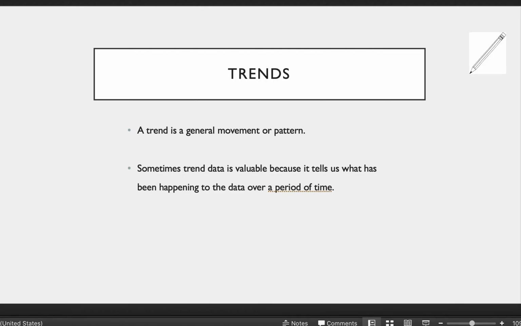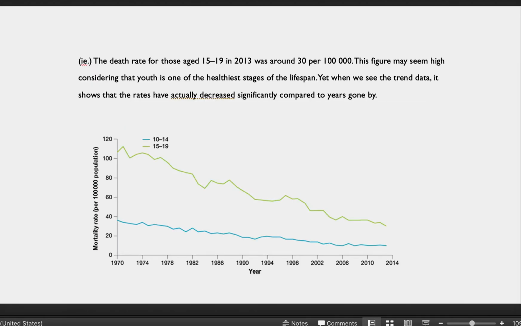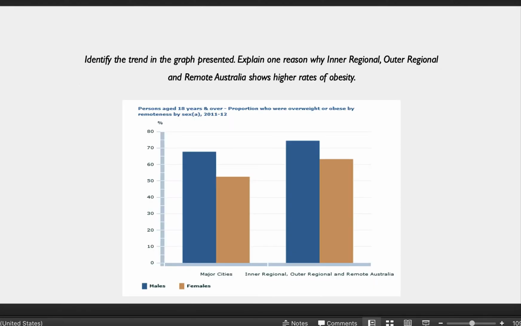We moved on to trends and how to read graphs and looking at general movements and patterns, and we looked at these graphs in particular, where we were looking at the decrease in this mortality rate, which showed an increase in health. So having more people pass away per 100,000 in the 1970s compared to 2014 shows how healthcare has improved and made us a healthier country.